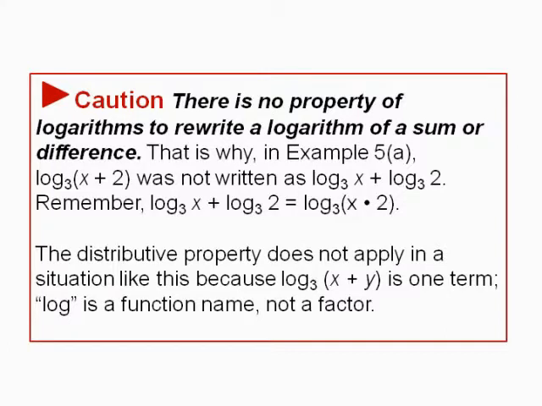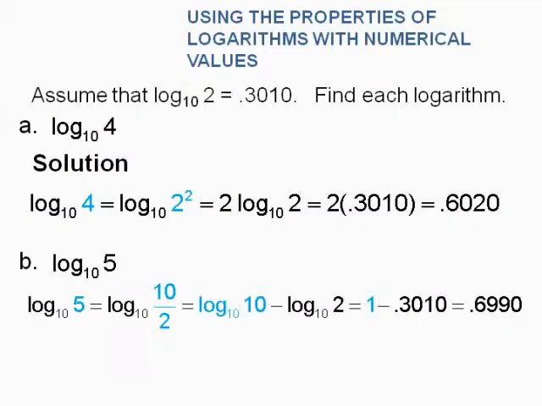All right, now here's one thing to watch out for. There is no property of logarithms to rewrite a logarithm of a sum or difference. That is why in some of these other examples we've looked at, watch out for this. The log base 3 of some quantity x plus 2 was not written as log base 3 of x plus log base 3 of 2. Remember, that first rule only works in case of multiplication. So you cannot distribute across logarithms or it could be trouble.